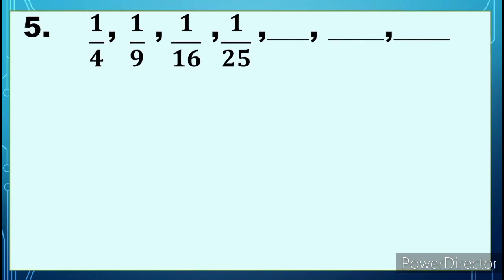Okay, now let's have number 5. We have 1/4, 1/9, 1/16, 1/25. Okay, so ang una-una natin titingnan kung ano ang pattern. So, based sa given sequence natin, ang numerator ay 1, which is pare-parehong 1.